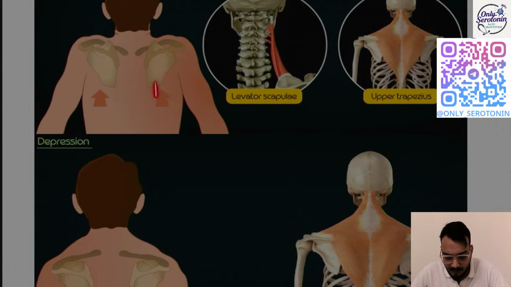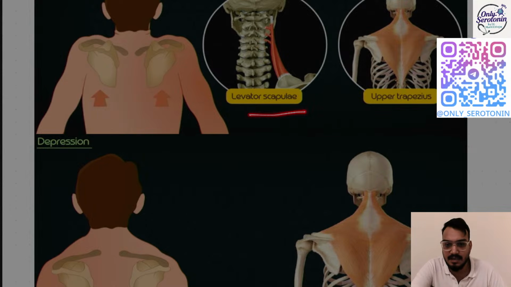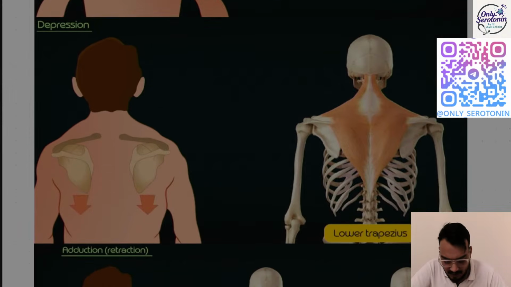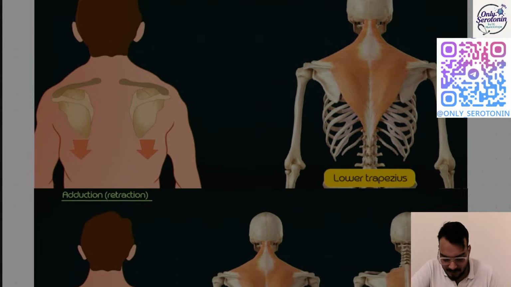Now, the upward movement of the scapula is done by what, guys? The upward movement of the scapula will be done by your levator scapulae muscle, as well as the upper trapezius muscle. Levator scapulae muscle as well as what, guys? It will be your upper trapezius muscle. The downward movement of the scapula will be done by your lower trapezius muscle.